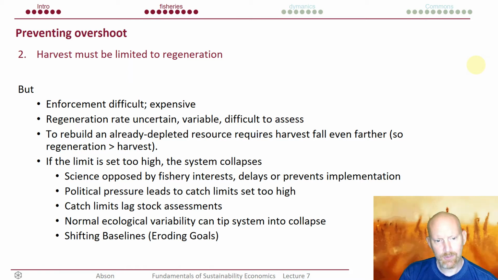So if the limit is set too high in terms of how much you can fish, then the system will eventually collapse. But the science is often opposed by fishery interests. There are delays or preventions in implementation. Political pressure leads to catch limits which are set too high. Catch limits can lag stock assessments, and then normal ecological variability can tip the system into collapse. So you could go a little bit over the maximum sustainable yield, and that already creates this feedback dynamic. And then shifting baselines we've already talked about.